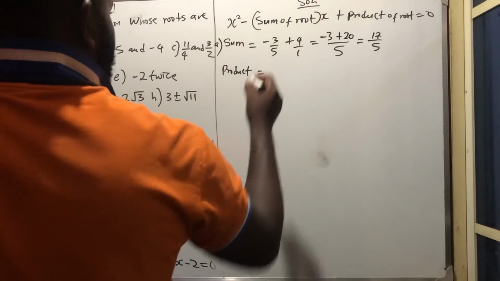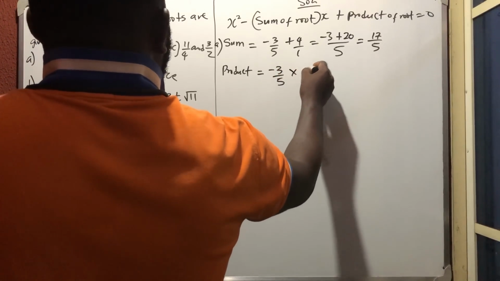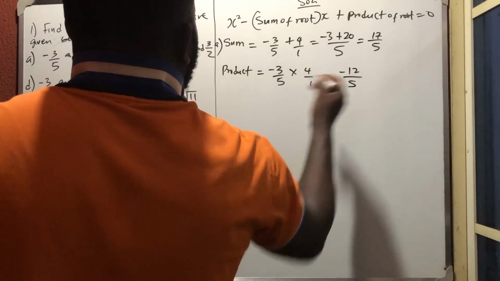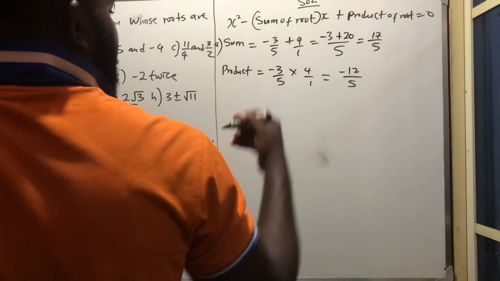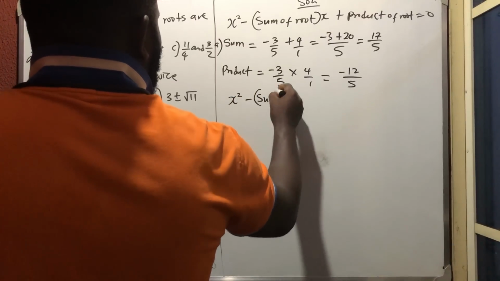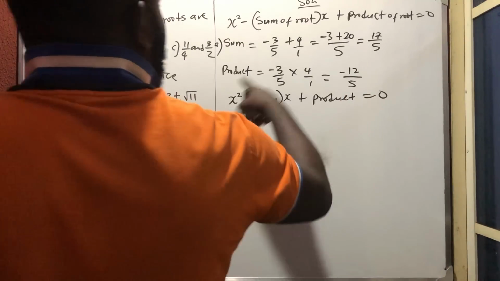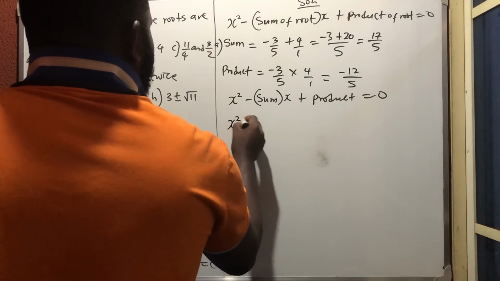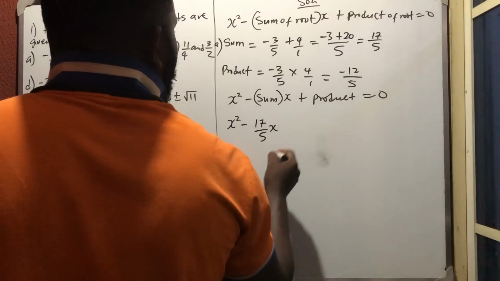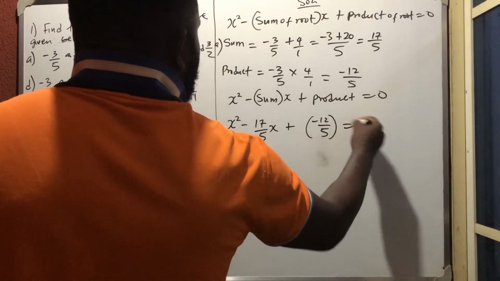Now the product is simply to multiply both of them. Minus 3 over 5 times 4 over 1 will give you minus 12 over 5. Okay, since I have gotten the sum and the product, my equation is now x squared minus sum x plus product is equal to 0. So let us substitute. I'm having x squared minus, my sum is 17 over 5, x plus the product, which is minus 12 over 5, is equal to 0.